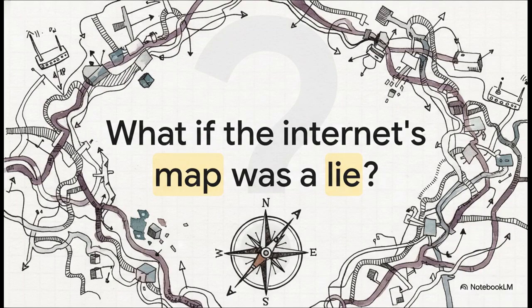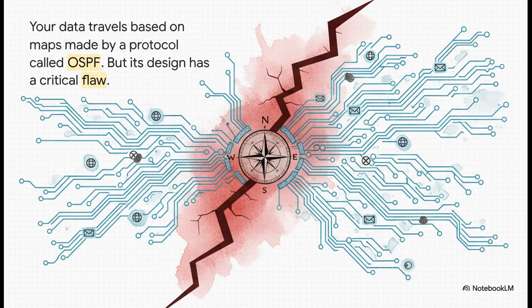What if the map that guides all your data across the internet was actually a carefully constructed lie? It sounds like something out of a spy movie, right? But believe it or not, a pretty fundamental vulnerability in the internet's design makes it way more possible than you'd think.